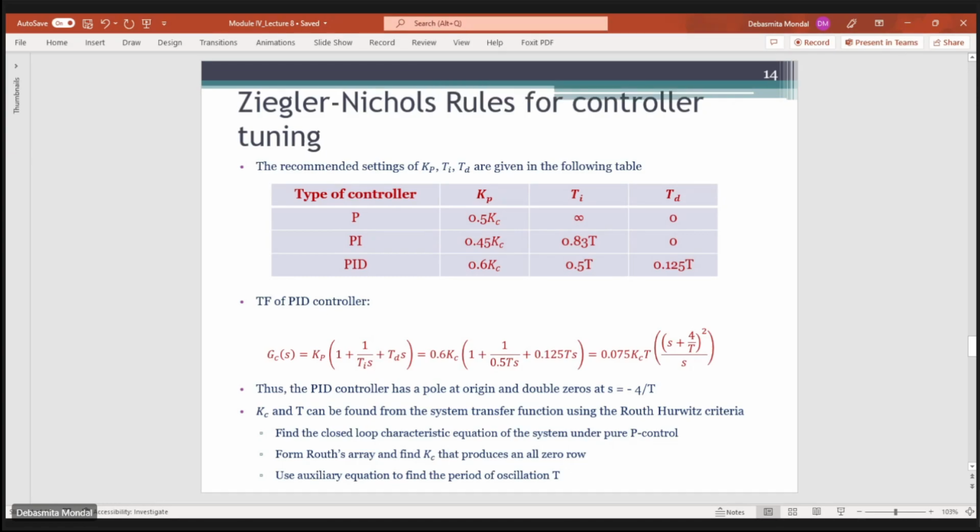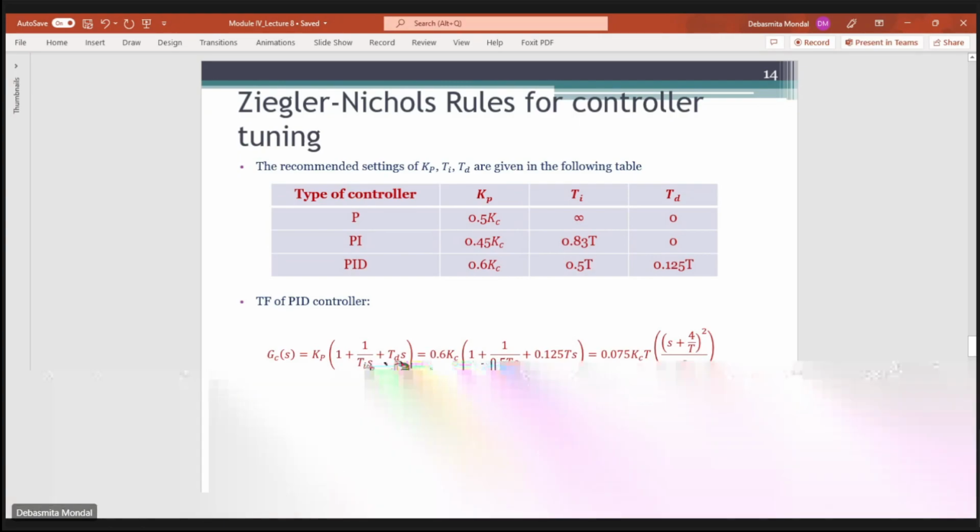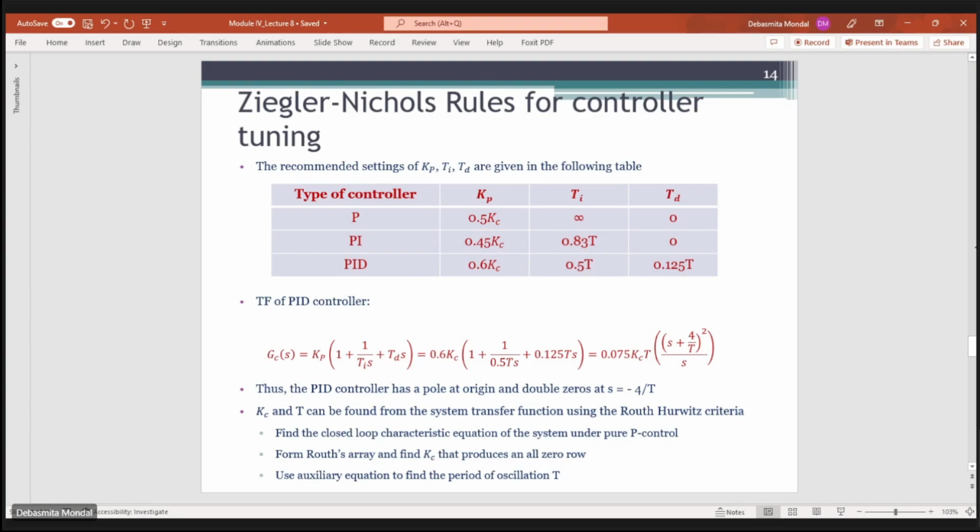The moment you have an all zero row, from that row you can find the corresponding value of the gain. Once you know the gain, you can write the auxiliary equation from the previous row, and if you solve the auxiliary equation, you will get the period of the sustained oscillations present in your system at the critical gain of Kc. Once you know these two values, Kc and T, you can simply use the recommended settings, and depending on what kind of controller you are using, you will have the values of Kp, Ki and Td. These things will keep on changing.